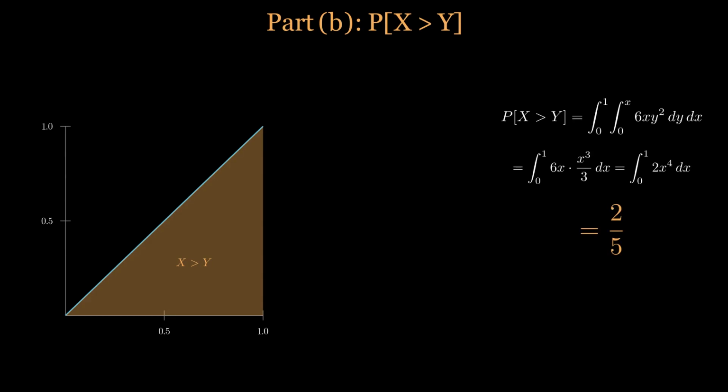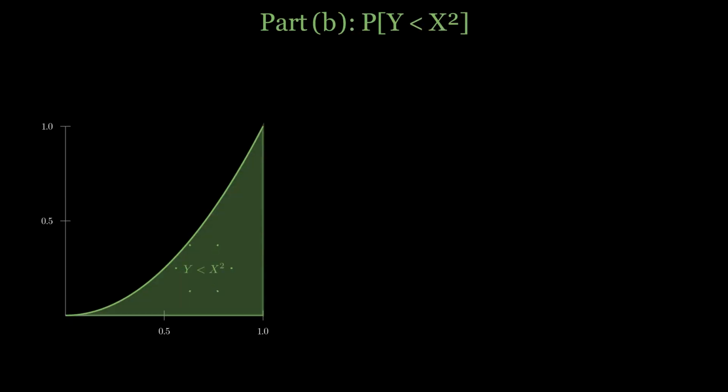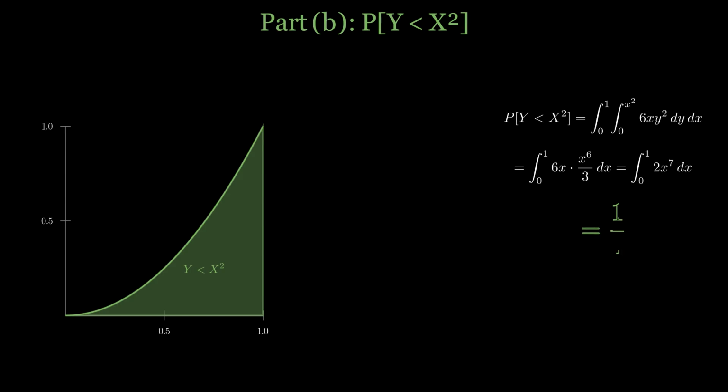Second probability, P(Y < X squared). The region is bounded above by the parabola y equals x squared. The inner integral from 0 to x squared gives 2x to the 7th. The outer integral from 0 to 1 gives 1/4.